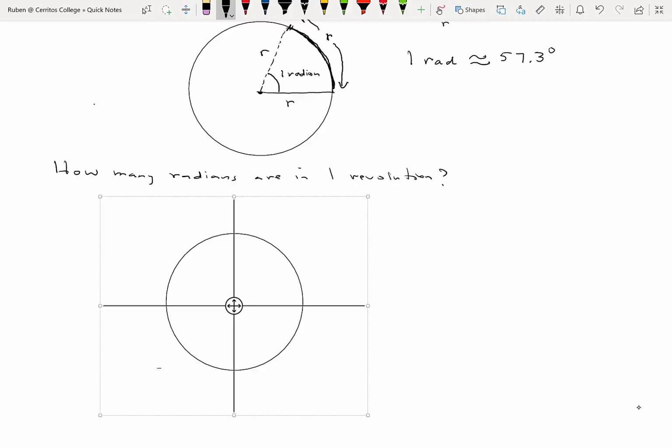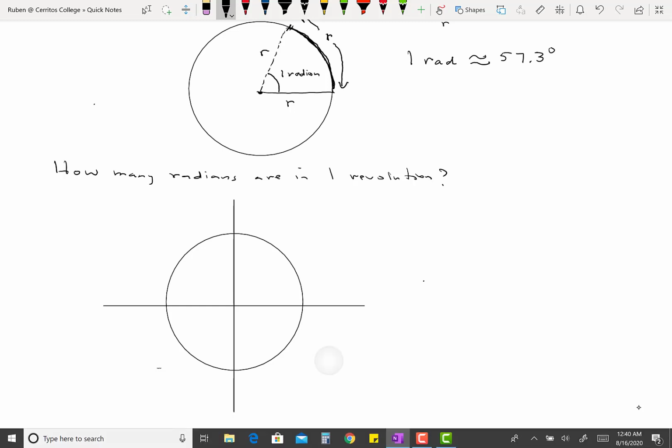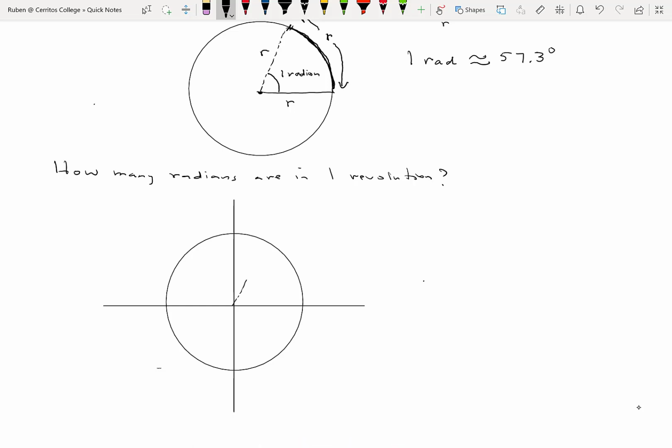So let's construct the answer to the question. I want to draw an angle of one complete revolution using radians. So here's the first radian. The first radian would be 1 radian. And obviously that doesn't get us all the way around the circle.